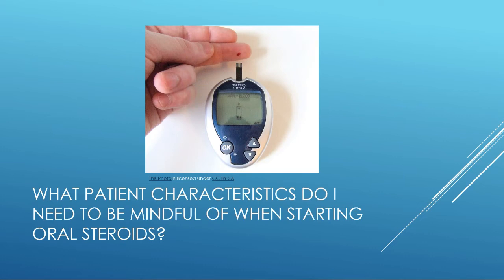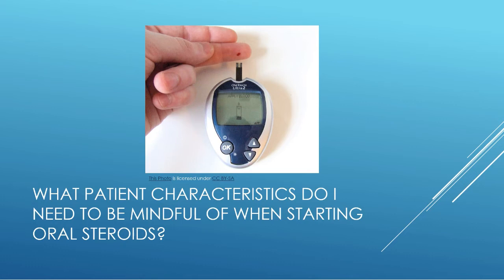What patient characteristics do I need to be mindful of when starting oral steroids? The first thing that I always look at is the patient's medication list. I can't tell you how many times I've asked someone if they've had diabetes, or they're filling out their sheet when they come to the office and they don't check diabetes, but when I look at their medication list, they have metformin, or they have insulin. I've even had somebody on insulin who denied diabetes. They always tell me that it's been treated, I don't have diabetes anymore. We need to be mindful of these patients, as steroids can really cause some significant changes to their blood sugars.